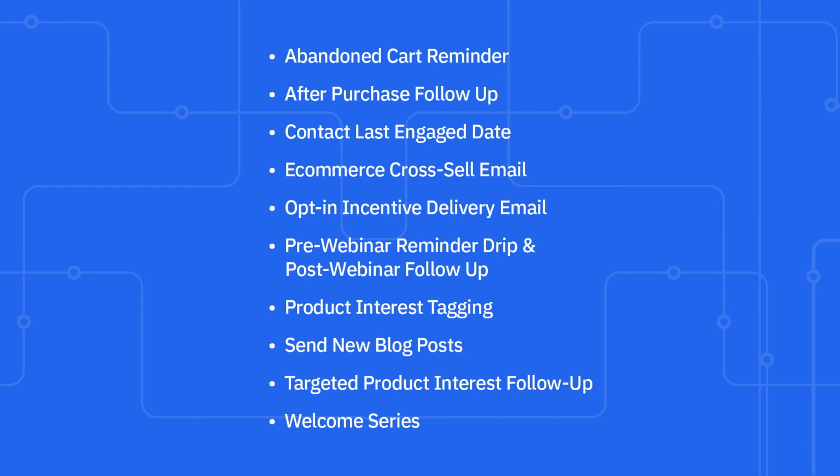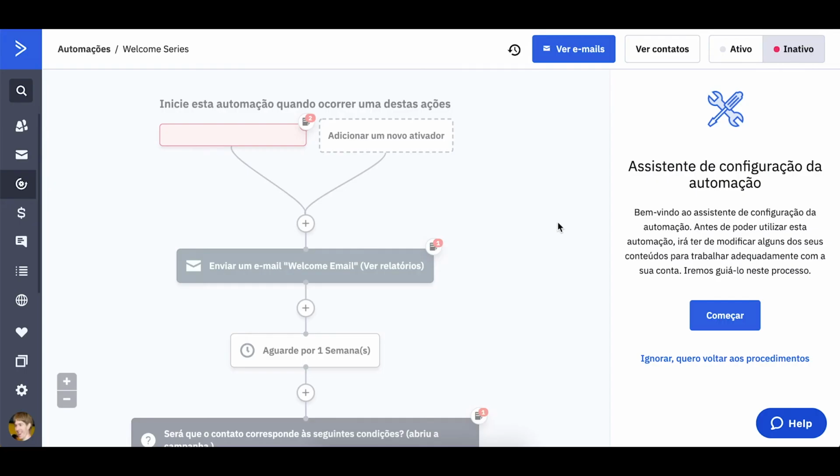Let's take a look at what this looks like. So I have my ActiveCampaign account set to Portuguese, and I've imported an automation recipe called Welcome Series from the ActiveCampaign marketplace, which, by the way, if you haven't checked out the marketplace, this is activecampaign.com/marketplace.